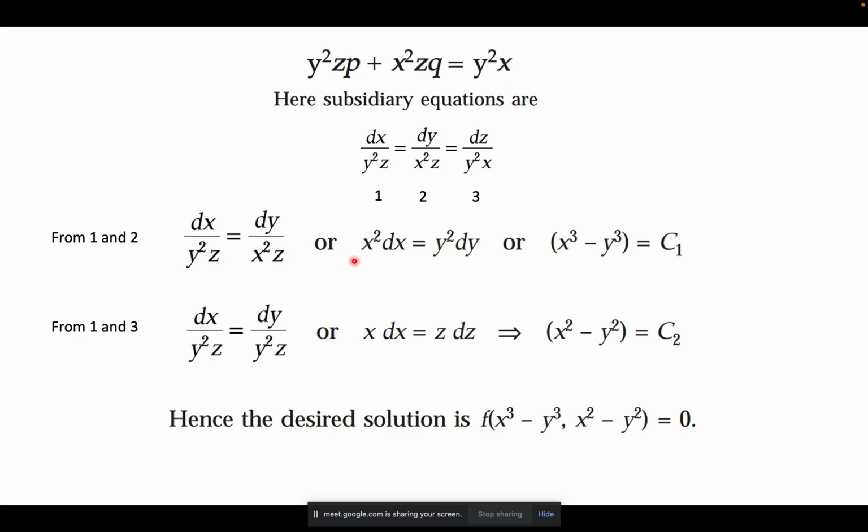This is a type of linear partial differential equation solved by using Lagrange's method. So in this problem, you see it was very easy to separate the variables by eliminating the function z or eliminating the function of y. But in some problems, it's not easy to separate the variables, and that we will be seeing in the next question.